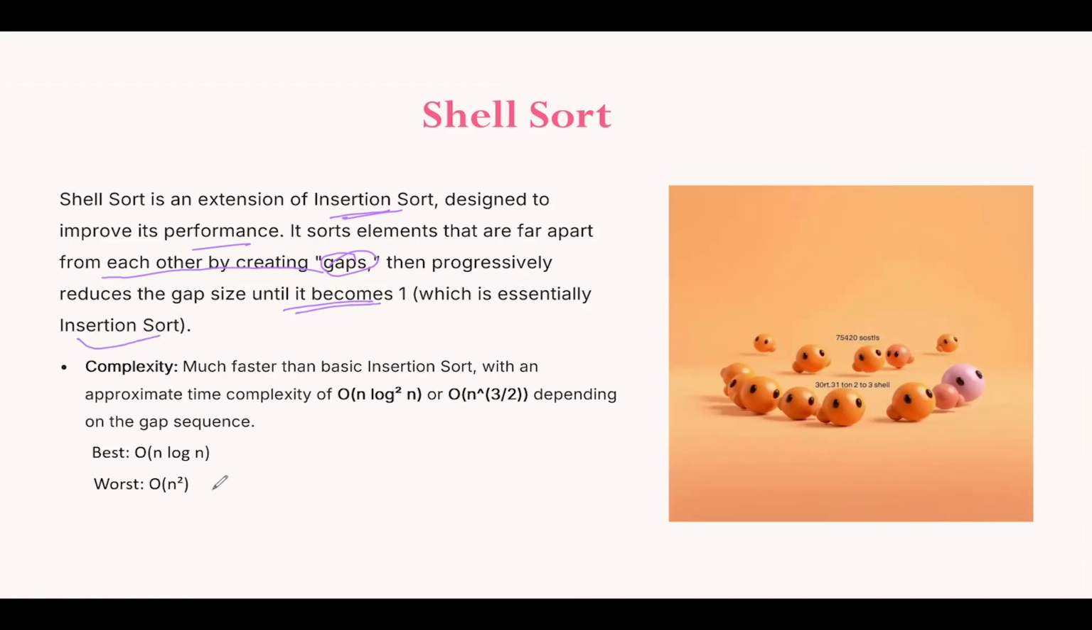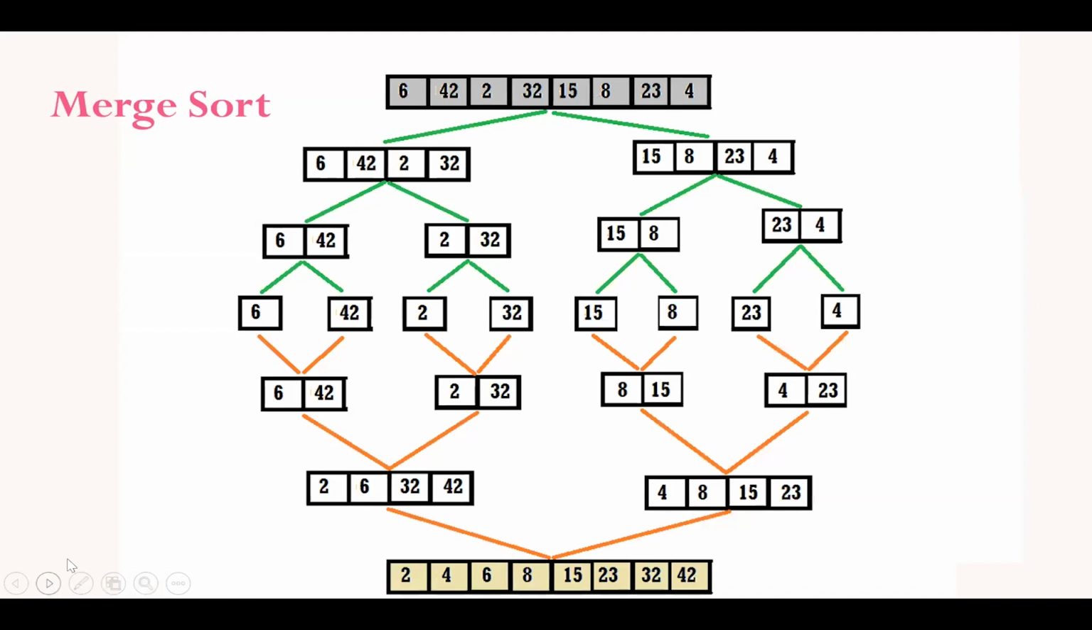So, what about the complexity? It is much faster than basic insertion sort, with an approximate time complexity of order of n square, order of n log n, or order of n to the power 3 by 2, depending on the gap sequence. So here, choosing the gap becomes very crucial. The best case is order of n log n, and the worst case is order of n square. This is how shell sort works. Next comes our merge sort.